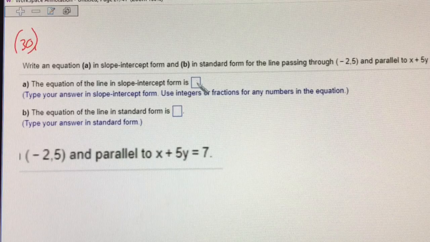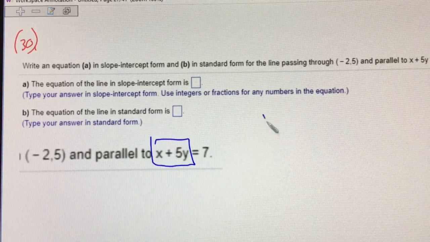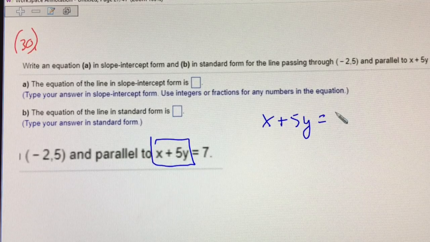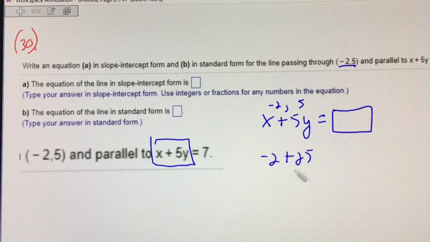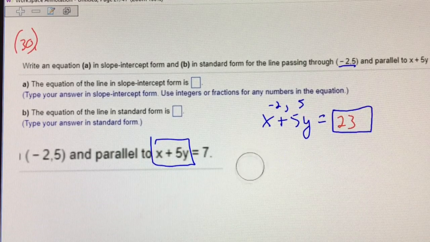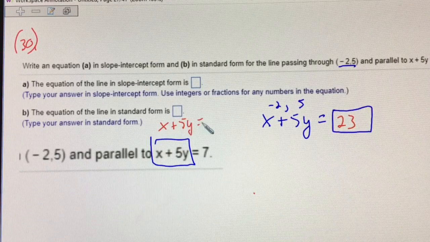Parallel to this, so they wanted it in slope intercept form and standard form. It's a little quicker to go to standard form because I'm just going to copy this part. So it's going to be x plus 5y equals, not 7. We got to find out what it equals. So I take that -2, 5, and I plug it in for the x, and I plug in the 5 for the y. So it's going to give me -2 plus 25, and that's going to equal positive 23. So there's my standard form. X plus 5y equals 23.